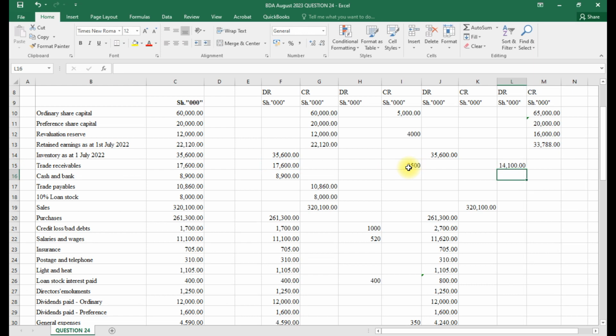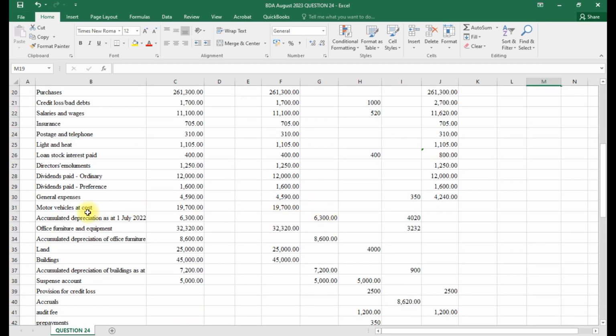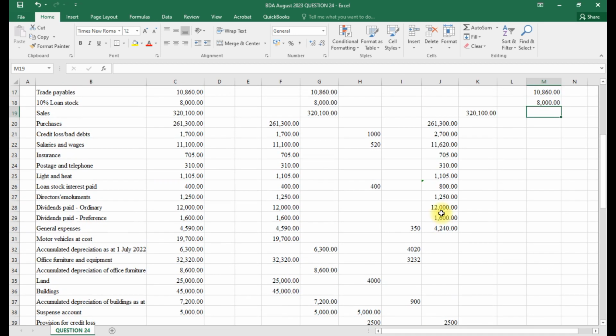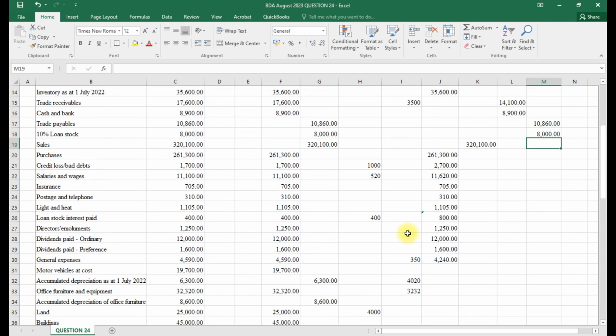And then after receivable, we have the cash of 89. We have the payable, no adjustment on the payable. Then we have the loan stock, no adjustment. Sales, it's not an item here. So we move on up to motor vehicle. Yeah, motor vehicle. And for the motor vehicle, it will appear here.